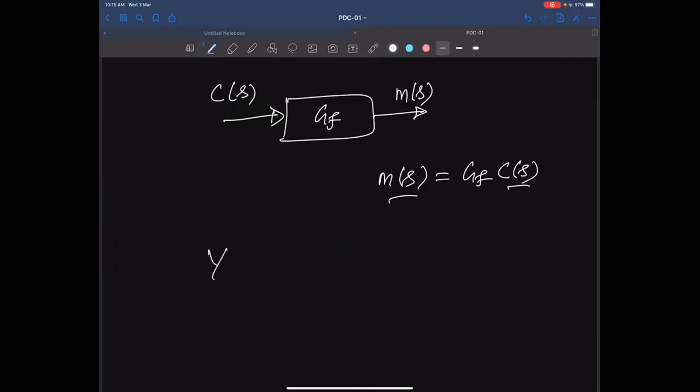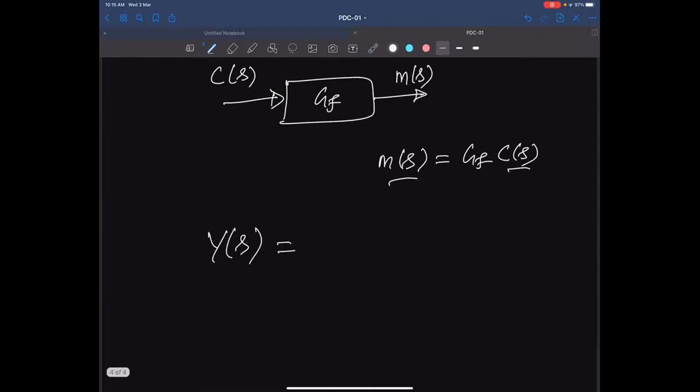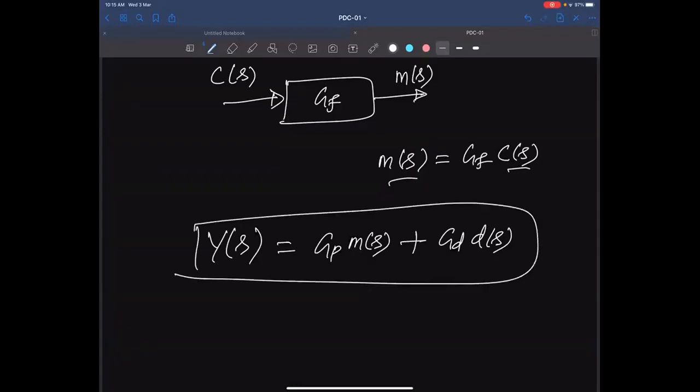In terms of a general system, I am writing Y of S, the Laplace transform of the output variable of importance. Again, everything in terms of deviation variables. Please keep that in mind. Y of S equals GP multiplied by the manipulated variable plus GD multiplied by the disturbance variable. Everything is a transfer function multiplied by the corresponding input variable in terms of Laplace transform. So this is the thing we have. But now M of S is available in terms of GF into C of S.